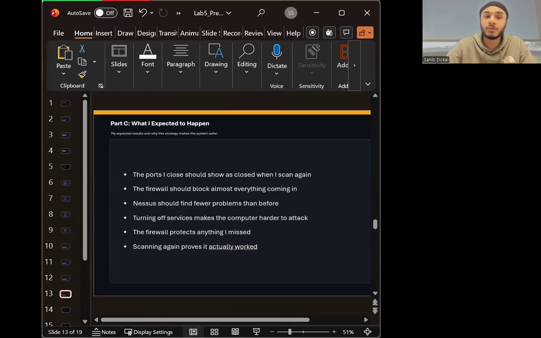So, expected results. After making these changes, I expected fewer open ports, fewer vulnerabilities, and stronger network protection. Running another Nmap or Nessus scan would verify the hardening changes were successful. So scanning again would prove it actually worked.